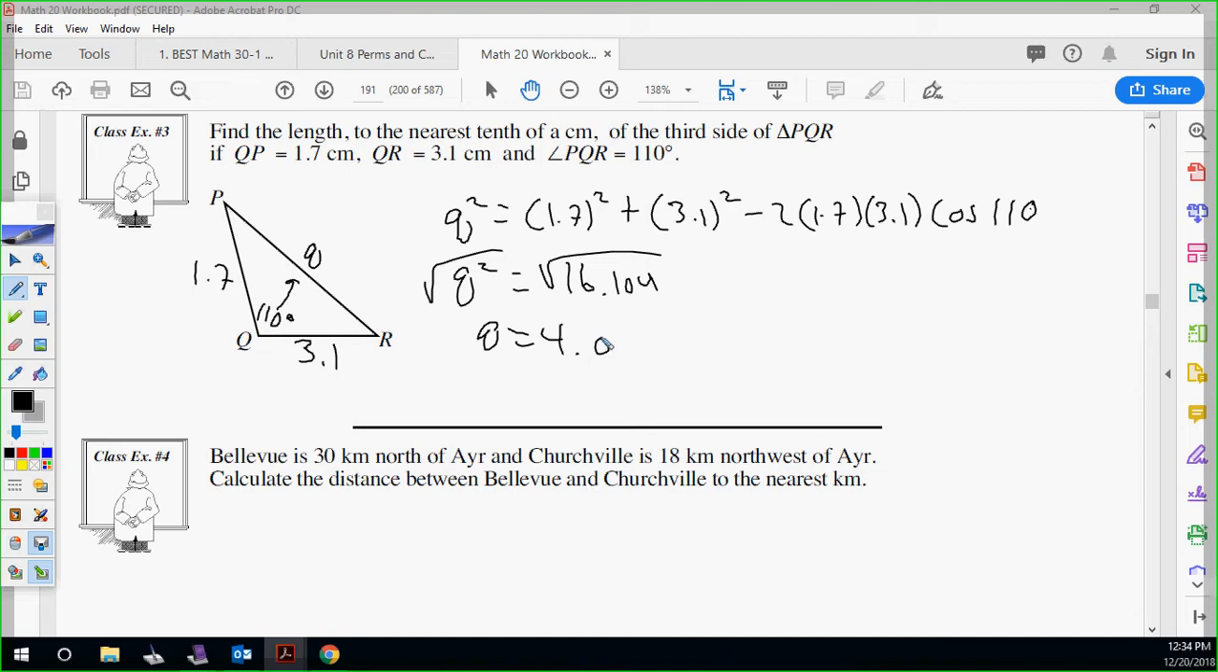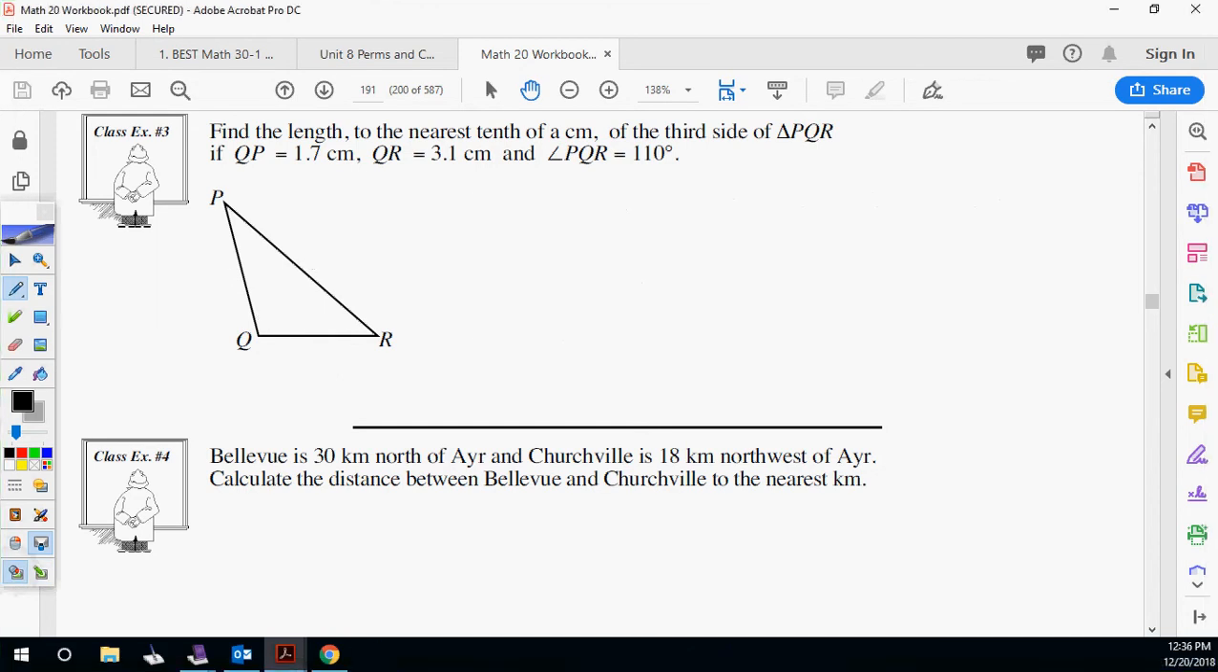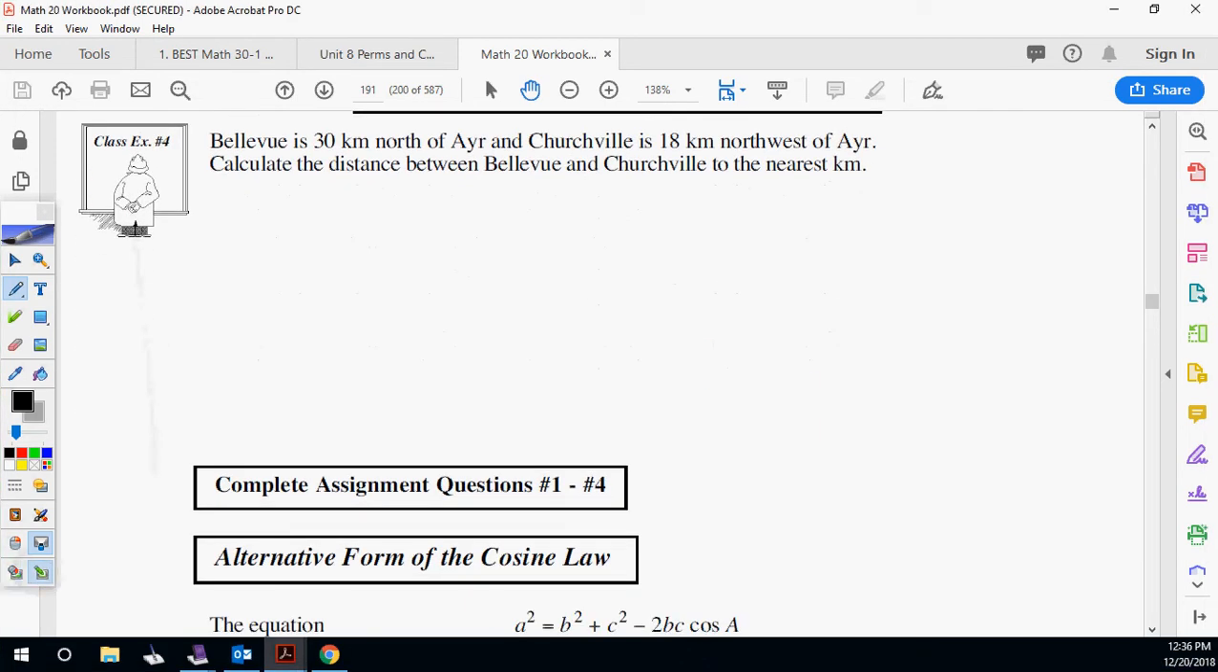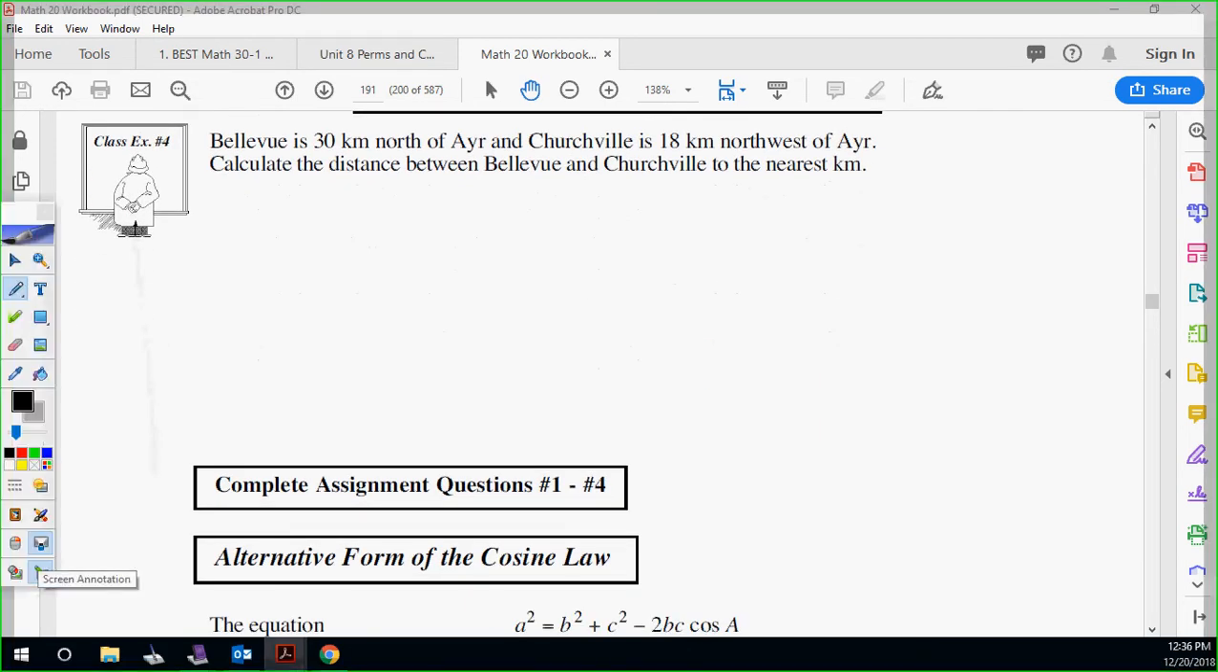All right. Questions? Okay, let's look at this one. When you get ones like this, guys, it helps to draw them out because they're triangulating the locations. So Bellevue is 30 kilometers north of Ayer, I don't know how to say that, and Churchville is 18 kilometers northwest of, how do you say it? What do you think? Air. Just Ayer? Yeah, sounds fine. Okay, calculate the distance between Bellevue and Churchville.